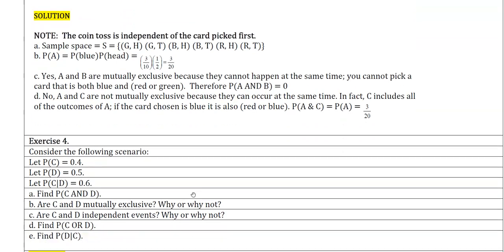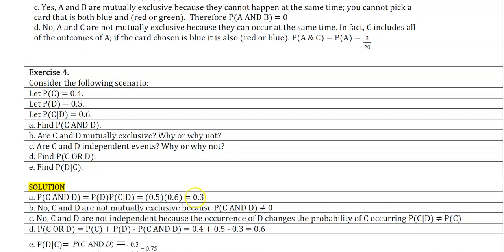In number 4, we are given the following scenario. We have 2 events, C and D, and we're given the probabilities of C, D, and the probability of C given D. The conditional probability of C given that D has occurred. Okay. So first of all, let's find their joint probability of C and D, and to do that we'll use our formula for the definition of conditional probability.